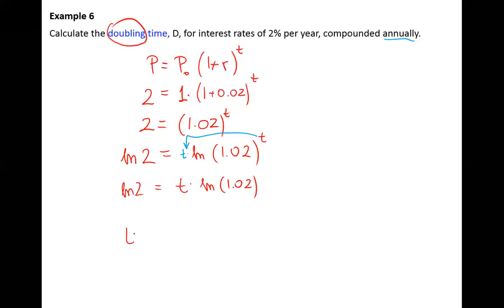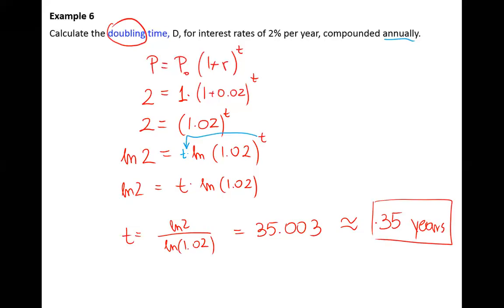And we can divide both sides by ln of 1.02. And since we're looking for the time, I did use the calculator and I did get 35.003, which of course, if we're talking about the years, it's 35 years.